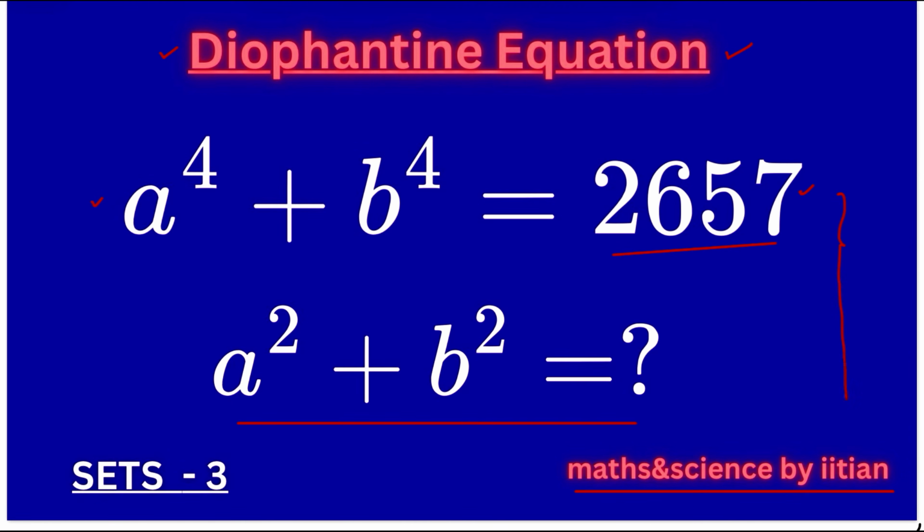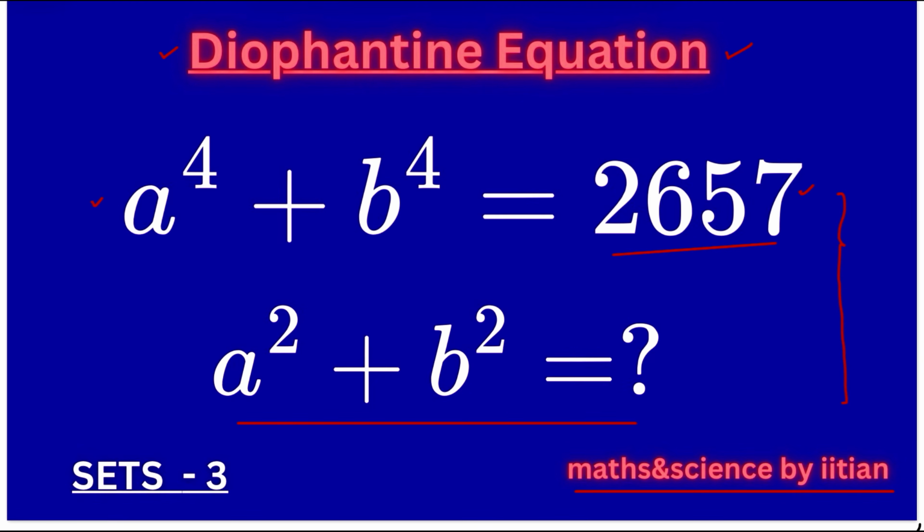This example will be very useful for JEE Mains, for CBSE, for Maths Olympiad. When a to the power of 4 plus b to the power of 4 is equal to 2657, what is the value of a square plus b square? That is what we are going to find out. We will be solving it using number theory and algebraic identities, the factorization identity and the sum of two squares representation. One by one, these concepts will be explained along with the problem solution.